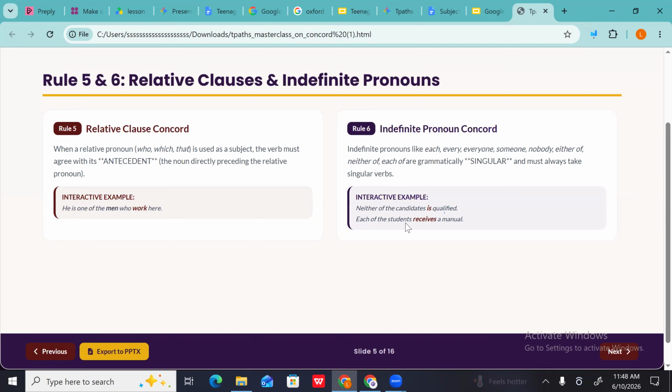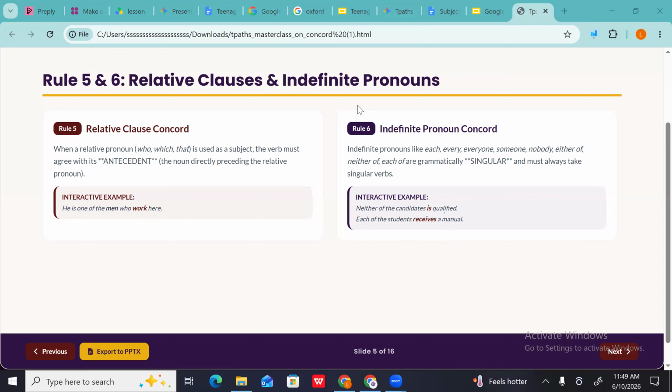Each of the students receives a manual. Each is an indefinite pronoun. Receives is the verb, because each is singular, as an indefinite pronoun it should be treated as singular. The rule of concord is that the subject and the verb must agree. So a singular subject, each, would have a singular verb, which is receives. So each of the candidates receives a manual. I hope you're clear. If you still have anything, you can always send it to me.